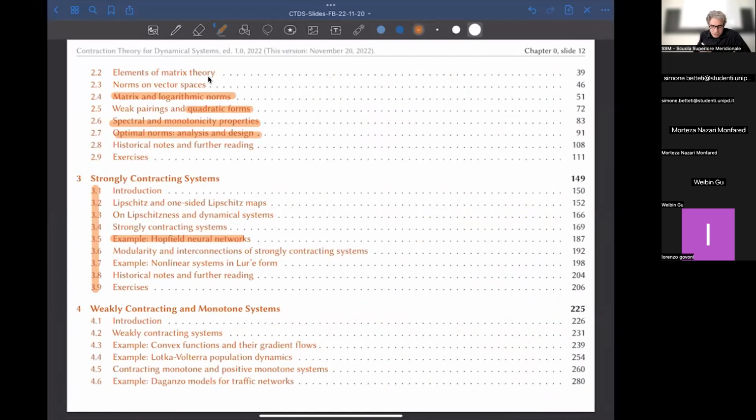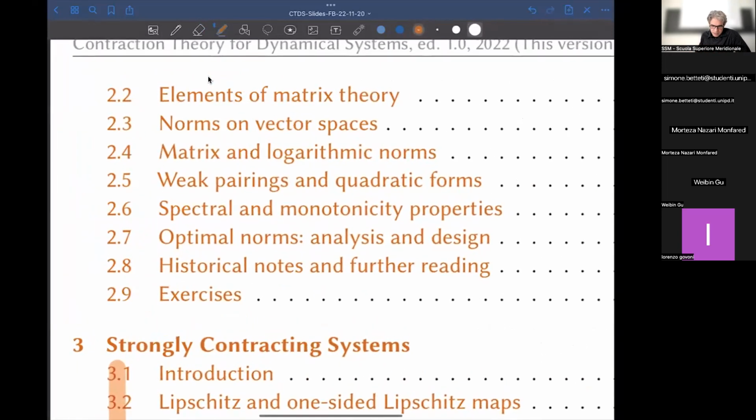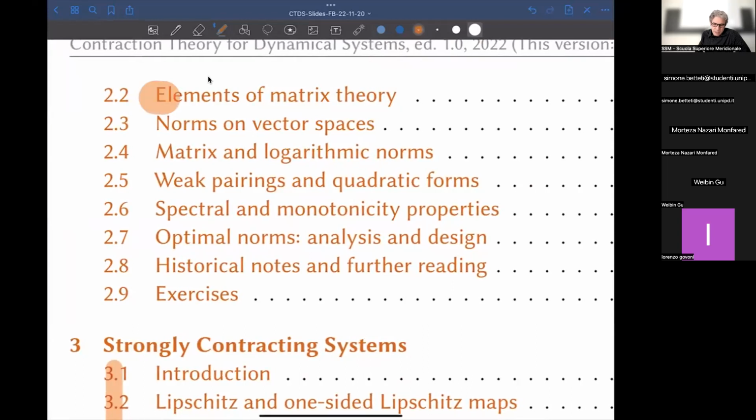But anyway, what does the chapter do? The chapter goes back and carefully defines those bits of matrix theory which are needed. Then it reviews all the possible norms that one may use. What is the property of a norm? What is the definition of a norm?